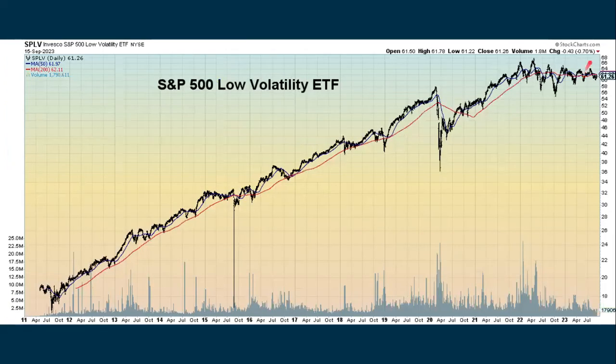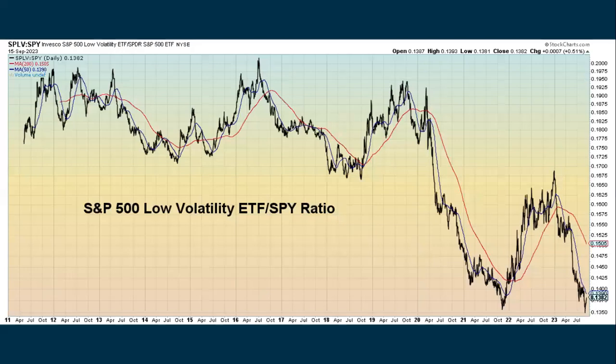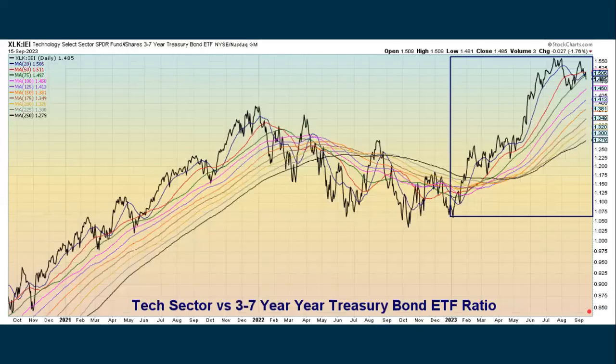The low volatility ETF has been pretty much going sideways. It's going back and forth. It held up better in 2022. It's not holding up quite as well in 2023. We look at that on a performance ratio with the S&P, where it's really underperforming, but we came down to this previous bottom, or got close to it, and we're starting to bounce back up. And we're wondering, is this the start of something, or just a little bounce before this ratio continues to go lower? We also look at the tech sector and compare it with 3 to 7 year bonds. Even though we're seeing some weakness now, the tech sector is still outperforming.